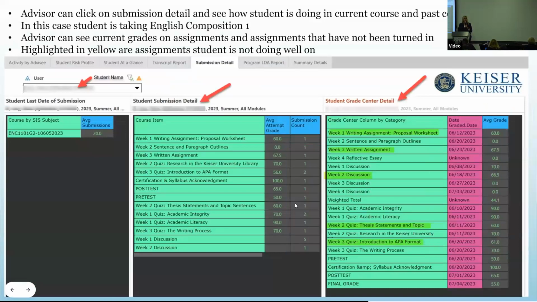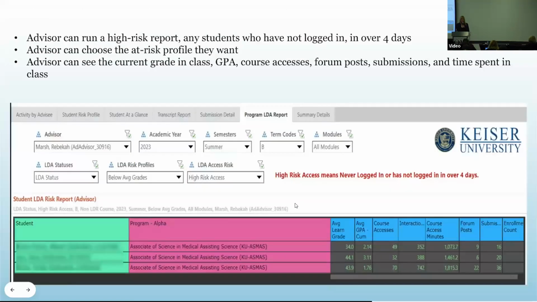Well, is the student struggling with writing? Are they struggling with the core content? So that way, when the advisor calls the student, they can talk about why, maybe where they can get help, and how the advisor can assist.